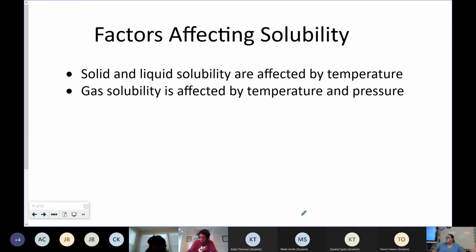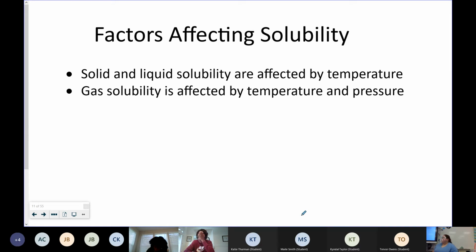And general factors that affect solubility, the big thing is going to be temperature. So solid and liquid solubility are affected only by temperature. Generally at a higher temperature, you're going to be able to dissolve more of a solid or liquid. And you'll see this in a minute where we look at solubility curves.